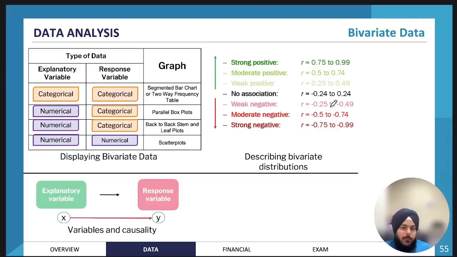So here is a little bit of a summary of bivariate data analysis, looking at the different ways of representing bivariate data in terms of the types of variables, looking at how to interpret the Pearson's correlation coefficient in terms of the shape or direction, strength, and linearity or non-linearity of a particular scatter plot, and also looking at the concepts of causation and correlation.